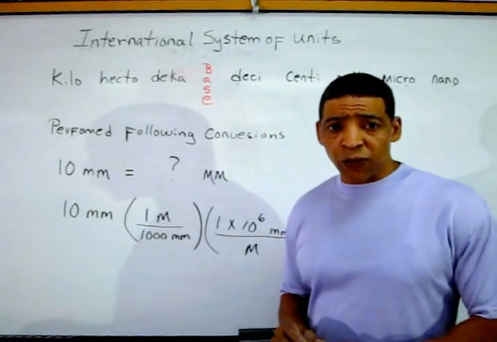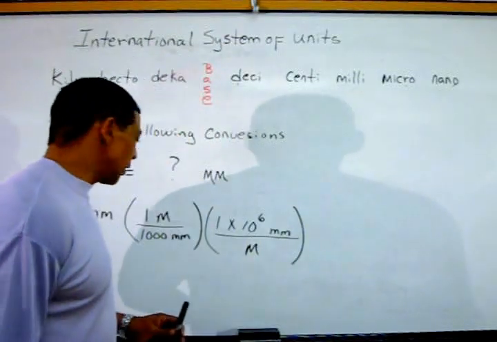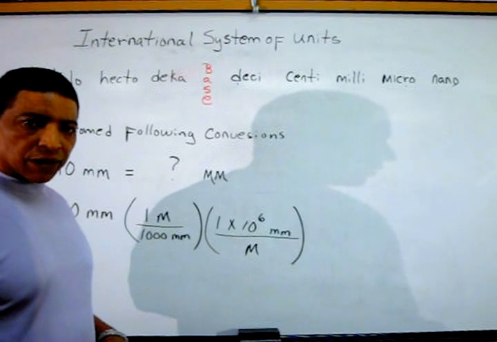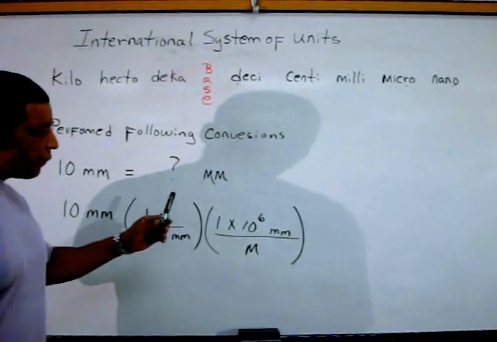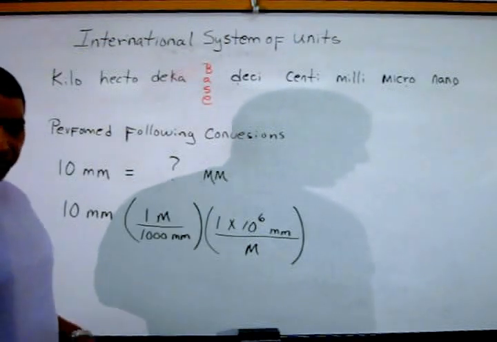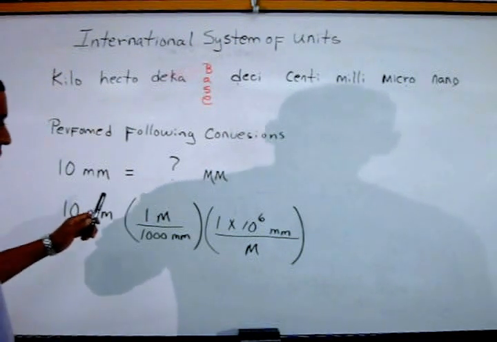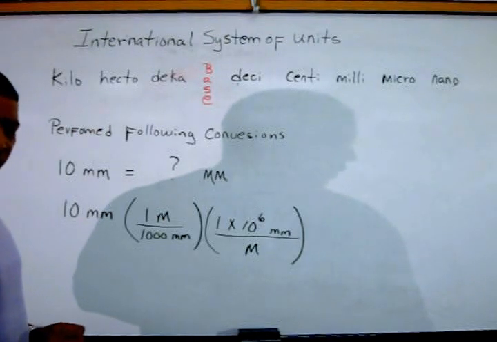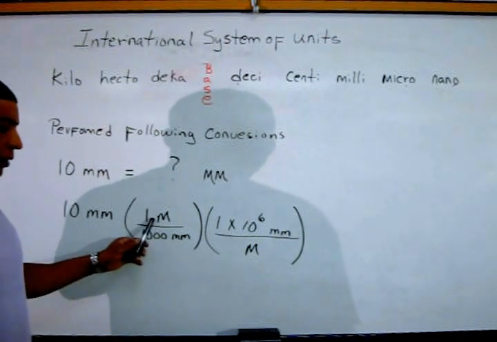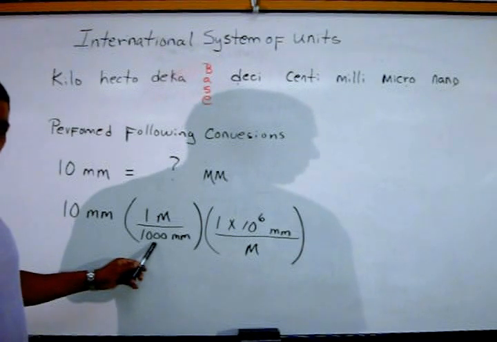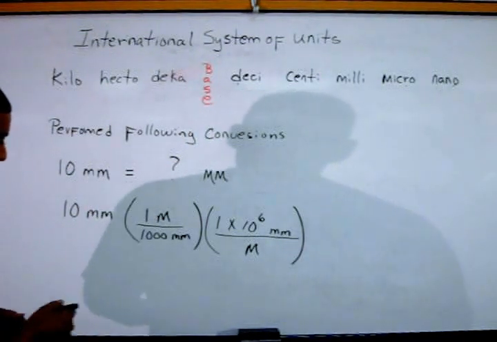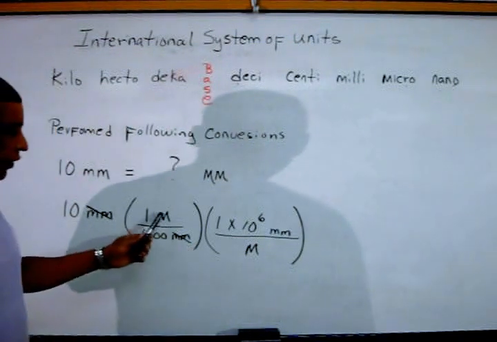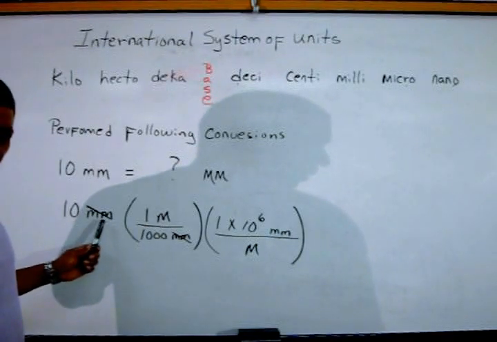Unit cancellation is very important when performing conversions involving SI units. Consider the following. 10 millimeters is equal to how many micrometers? In this example, the final units must be micrometers. We're beginning with the unit of millimeters. To cancel the millimeters, let's use the base unit, where 1 meter is equal to 1,000 millimeters. By using this conversion factor, we're now allowed to cancel the millimeters. Remember, always set up the conversion factor to cancel the unit that must be eliminated.